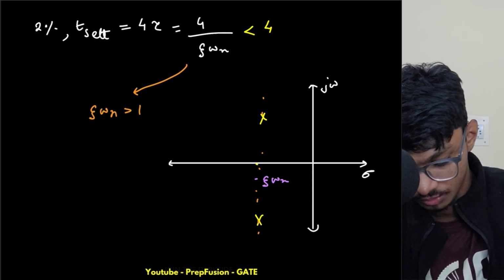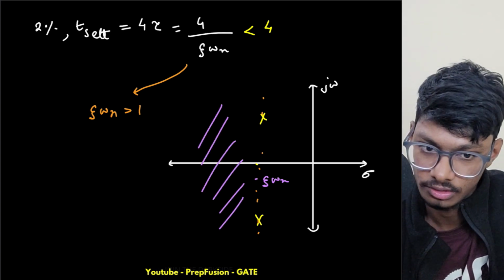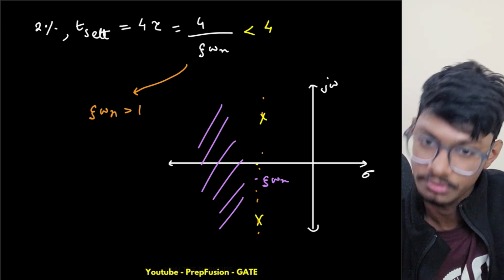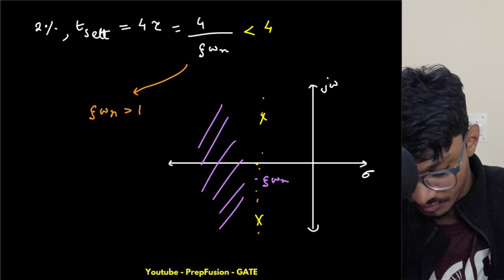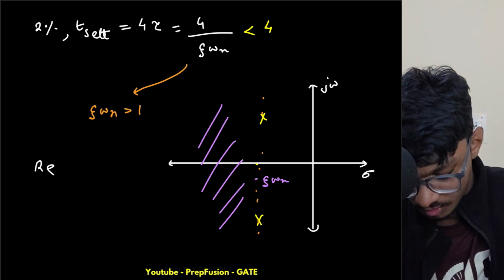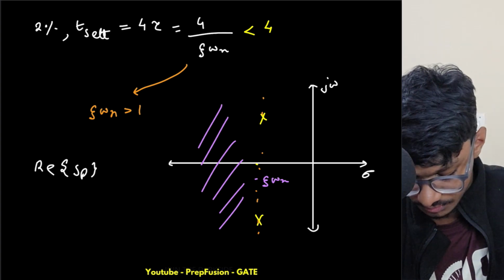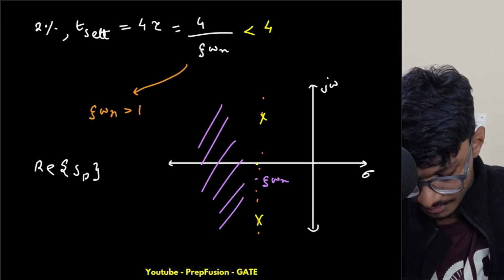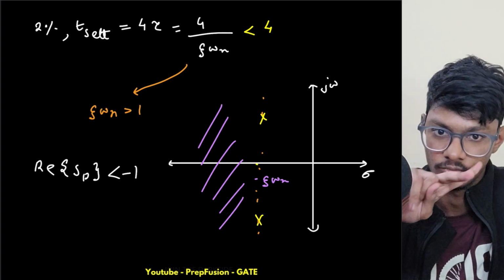So how to do this? Basically, two things you can do. Either you can solve using root locus, or you can solve using this Routh array. So how to solve using Routh array? My real part of my poles should lie on the left hand side of s equals -1, because it is an underdamped system. So the real part of s should be less than -1. As this is an underdamped system, obviously the poles will be complex conjugate.